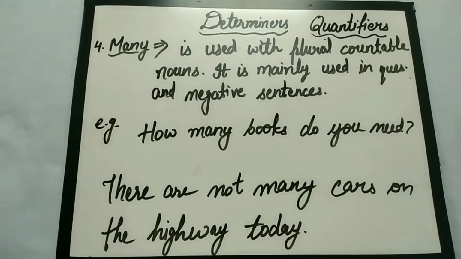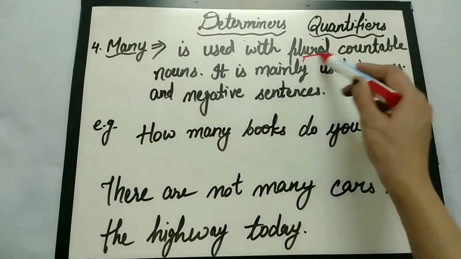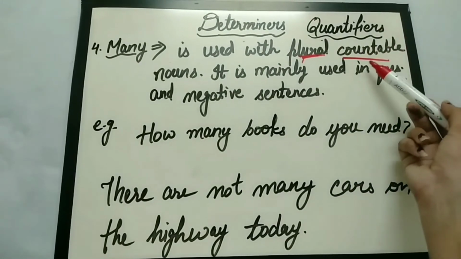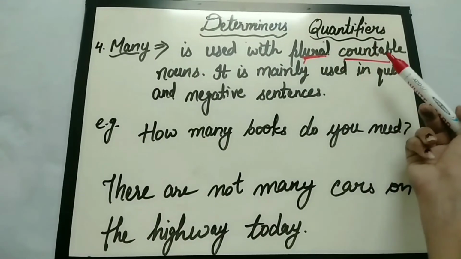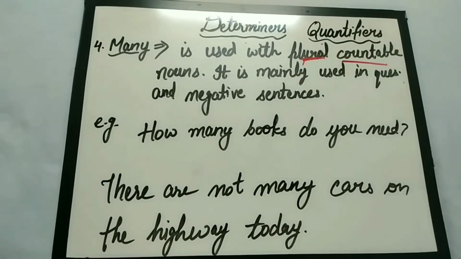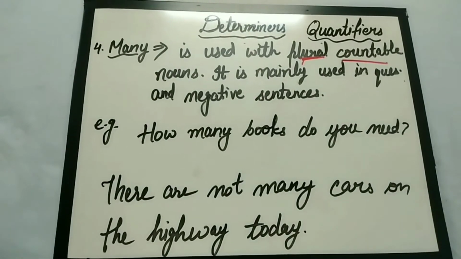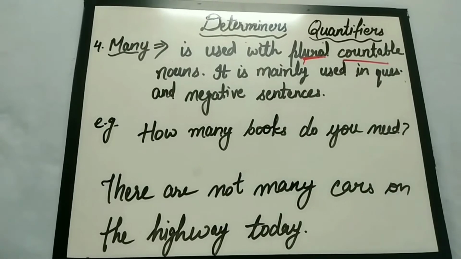So our next quantifier is many. Many is used with plural countable nouns. The noun should be plural and it should be countable. Obviously, countable nouns can be converted into plurals. It is mainly used in questions and negative sentences, similar to much, as much is also used in questions and negative statements. It is a large quantity of something, but many is the alternative to much.